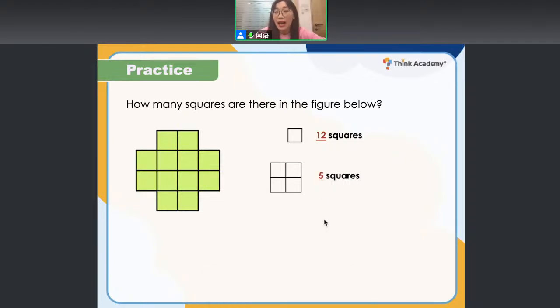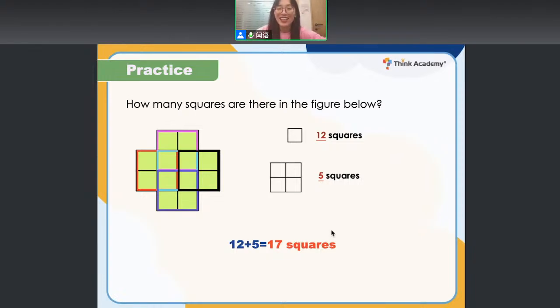After that, do remember to add all of them together, okay? So here you can see in total 1, 2, 3, 4, 5. Also I label with different colors here. So the total is 17 squares. Understand now? 17, not 18, not 12, okay?